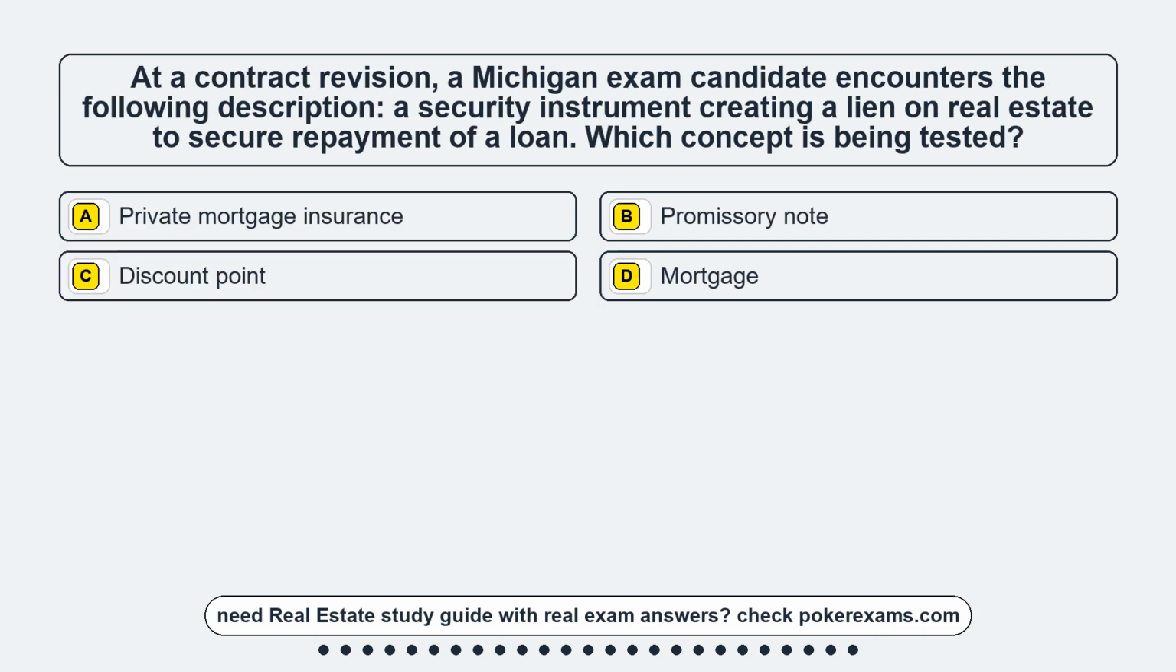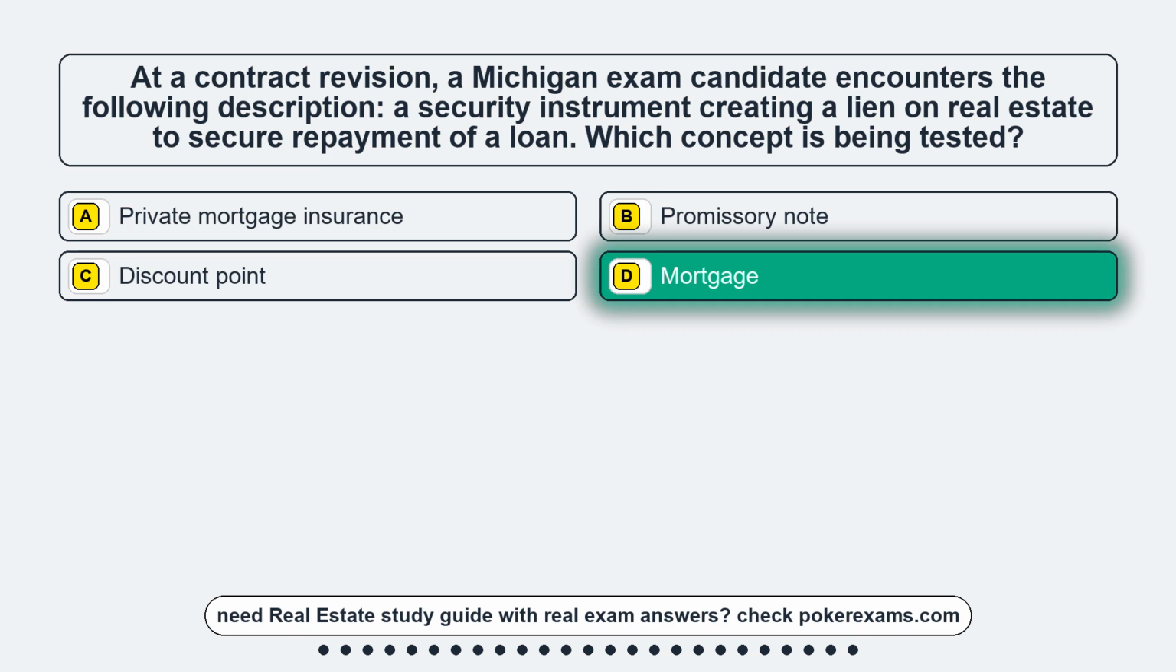Question 24. At a contract revision, a Michigan exam candidate encounters the following description: a security instrument creating a lien on real estate to secure repayment of a loan. Which concept is being tested? Option A, private mortgage insurance. Option B, promissory note. Option C, discount point. Option D, mortgage. The correct answer is option D, mortgage.